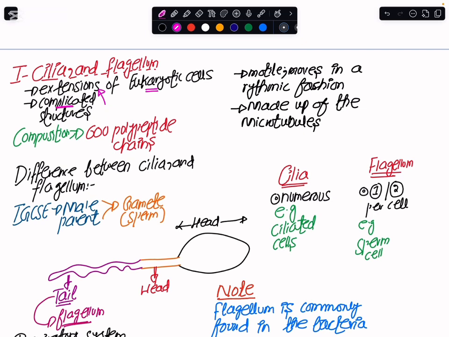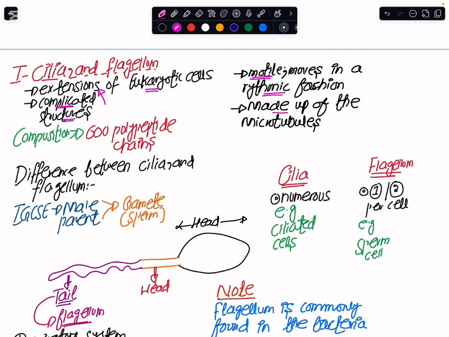And overall, we say that they have a complicated structure. How their structure is complicated, we will see in a while. And you must know that these cilia and the flagellum are motile and they move in a rhythmic fashion. When they move in a rhythmic fashion, this renders some important role for the cells or for our human body as well.